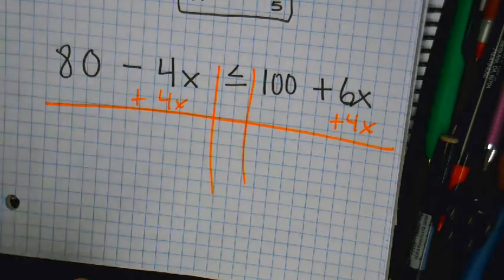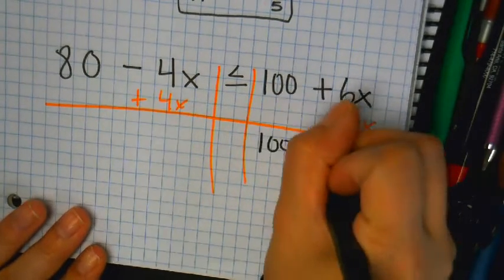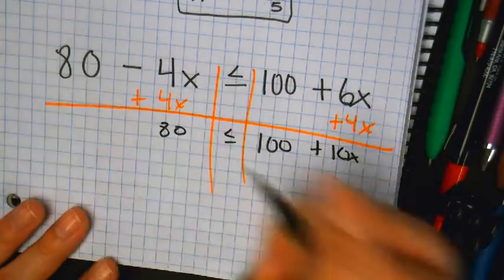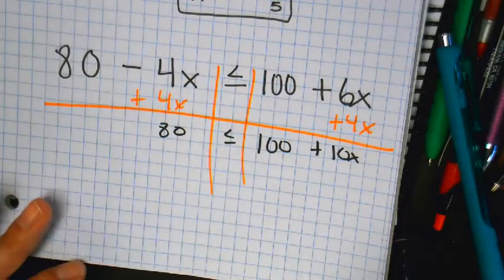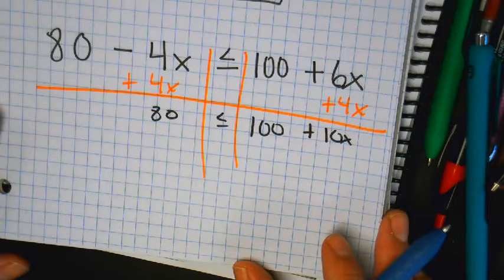Did you guys finish it? Yeah. What did we get? Oh, a negative, huh? Yeah. So 100 plus 10x, right? Less than or equal to 80. Oh, what's addition? I subtracted. What? The 4x? Yeah.